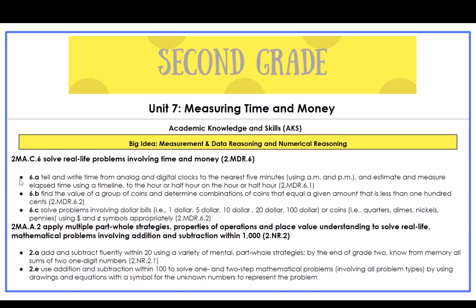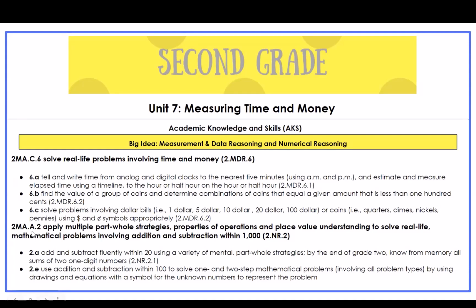In 6B, students will find the value of a group of mixed coins within 100 cents and identify the values of pennies, nickels, dimes, and quarters. And finally, in 6C, students will solve 1- and 2-step mathematical problems that involve either only dollars or only cents.